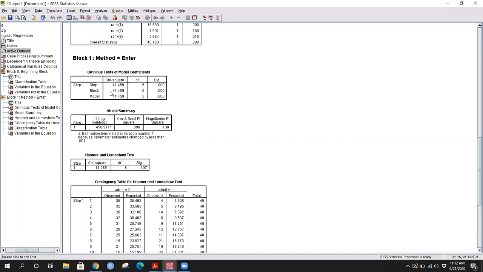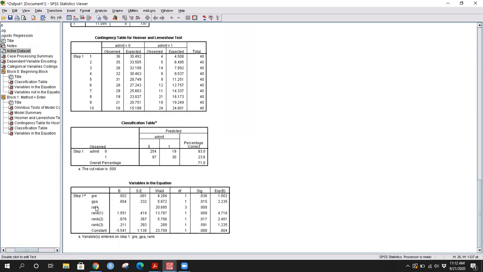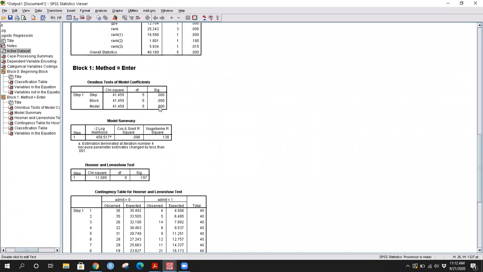Now we come to the final model, that is block 1. That means now we'll be introducing all the independent variables in the model. So in block 1, what is this omnibus test of model coefficients? The null hypothesis of this test is that the added variables have not significantly increased our ability to predict the dependent variable. Basically, this is not desirable for us. We would rather want that the added variables do add significantly to the ability to predict the dependent variable.